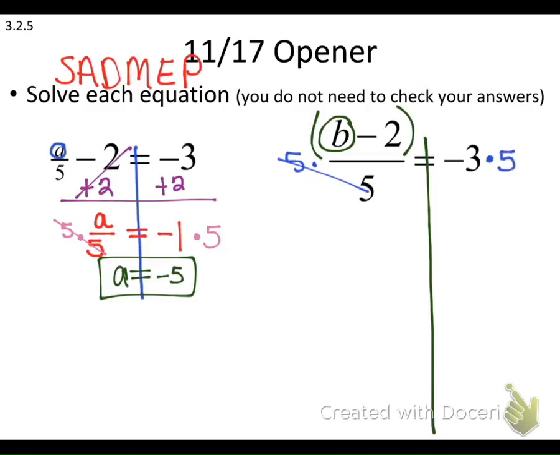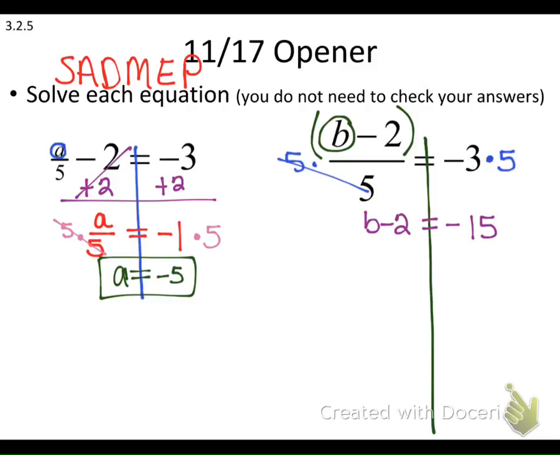Okay, so Brendan, from here, what do I bring down on my left side? The B minus 2. Do I need to put parentheses around it? No. And then what do I bring down on my right side? Negative 3 times 5. Which is? 15. Negative 15. Good. All right.